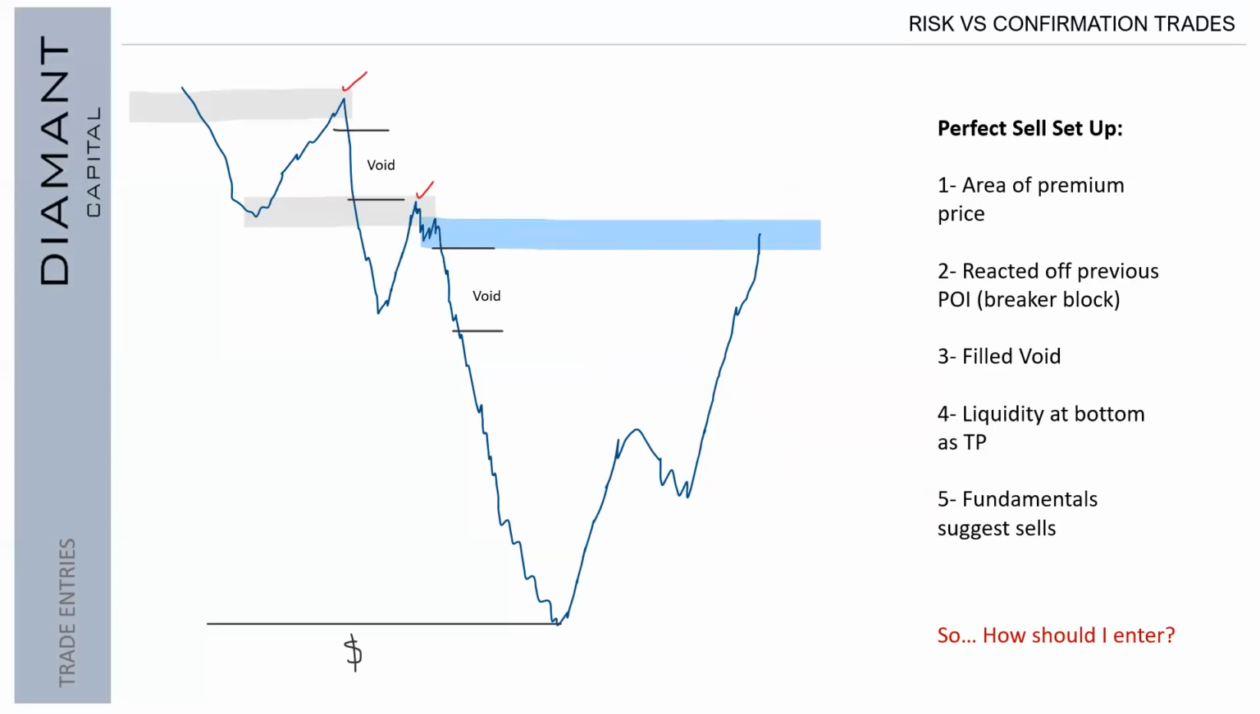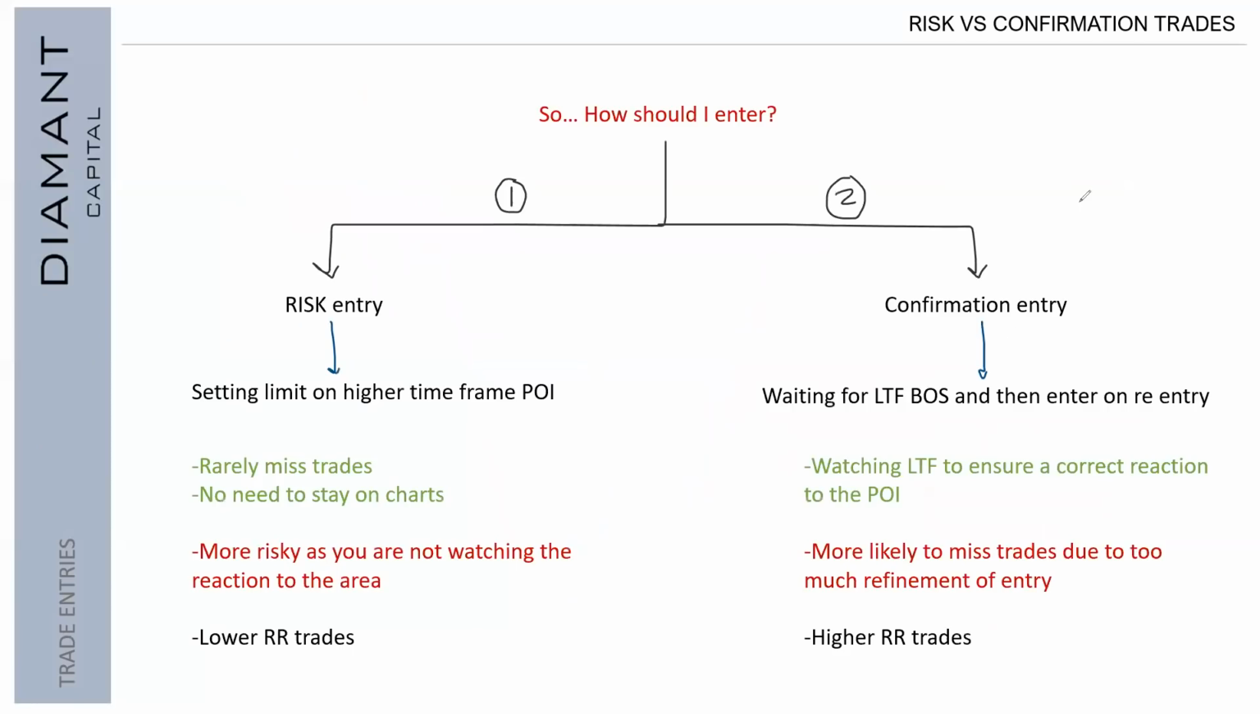I'll give you a few examples of how you could do so. Now, the first example would be a risk entry. What this means is your point of interest would actually be set as a limit. Depending on what time frame you're working on, this could be on the 1 hour or the 4 hour. So your stop loss might be somewhere between, let's just say, 20 to 30 pips, something like that.